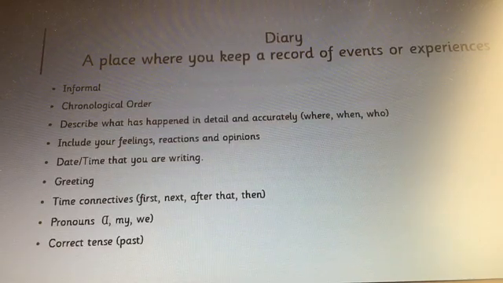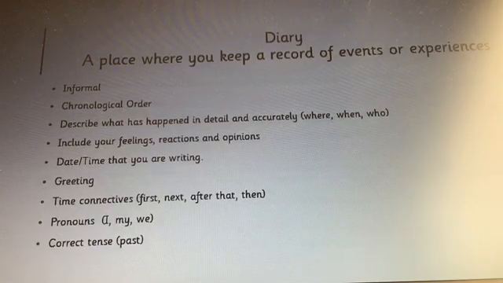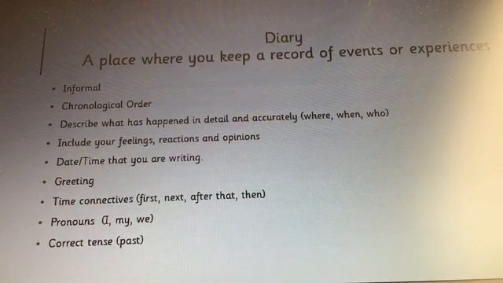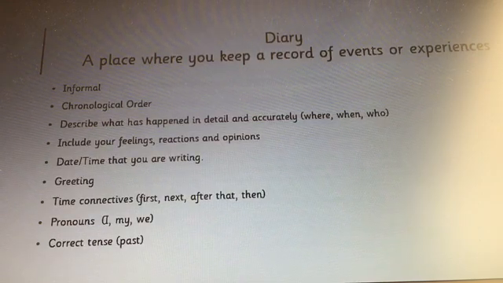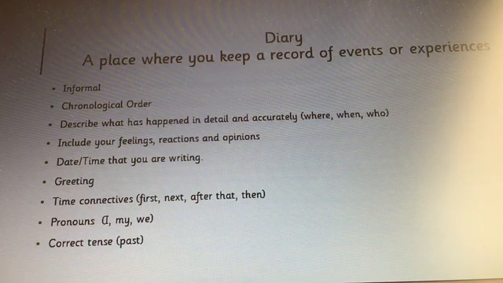Describe what has happened in detail and accurately. For example, think about where you were, when it was, who was there. Include your feelings, reactions, and opinions. At the start of your diary, put the date and time that you are writing. Put in a greeting to yourself at the start. Use time connectives, for example, first, next, after that, then. They will really help you put things in chronological order.